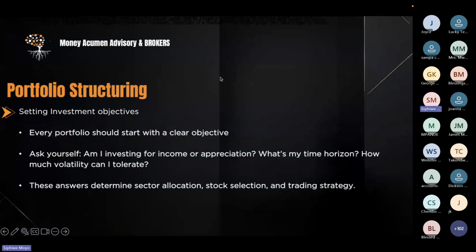Okay, so as you structure the portfolio, again, I will emphasize that Money Acumen Advisory and Brokers, our bias is to you, our clients, and this is where we come in to handhold you throughout the journey of your investment. So our job is to ensure that the portfolio that we structure for you, with you, is in line with the objectives.